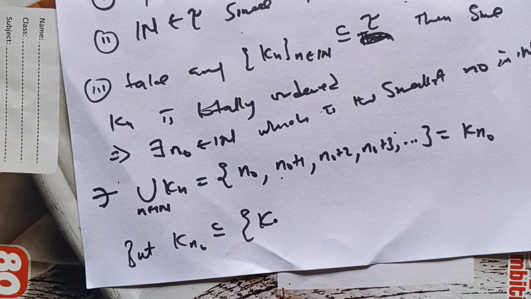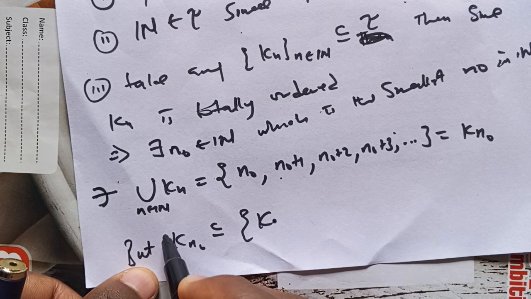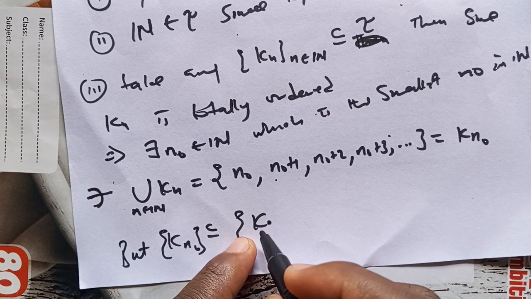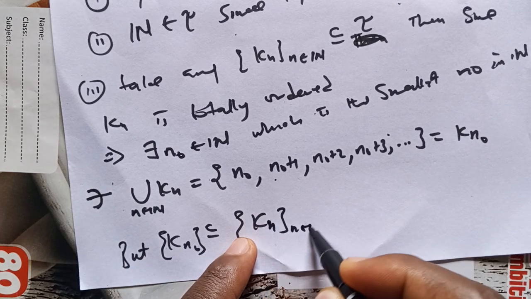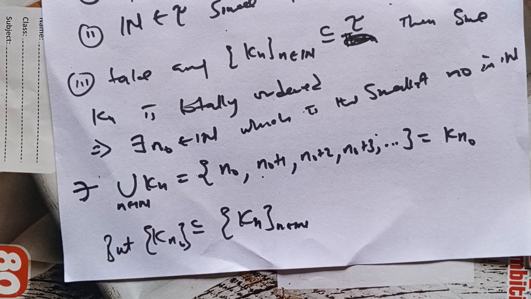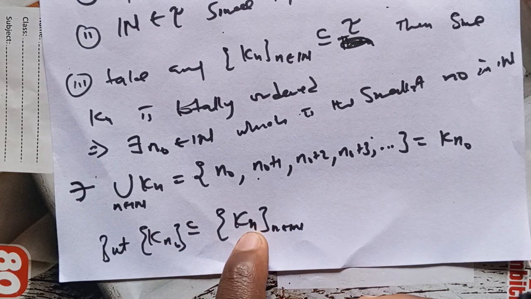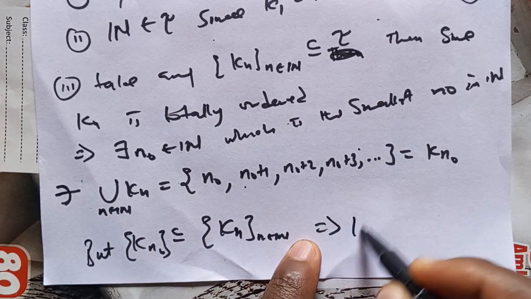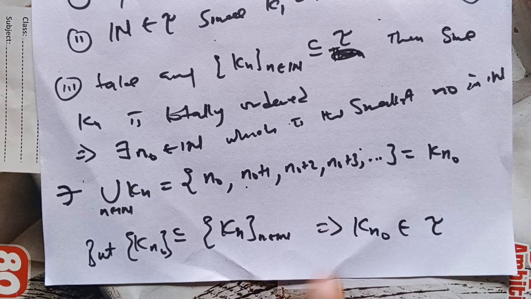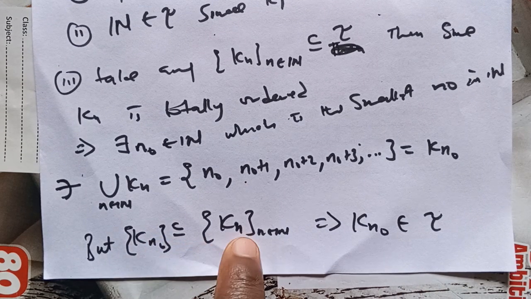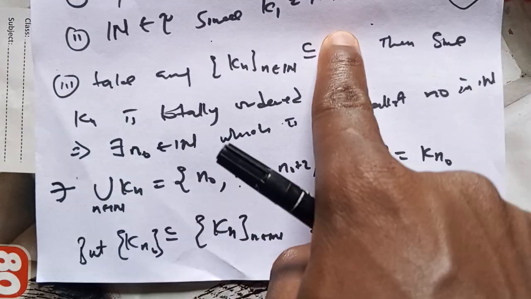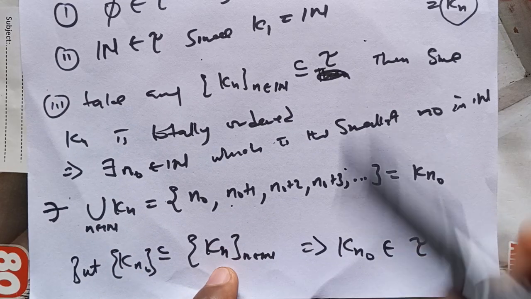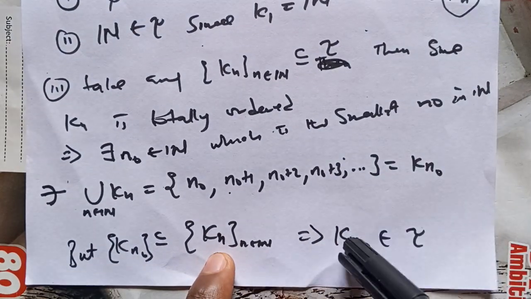No. But the singleton, but this is a subset of Kn, where n is in N. Okay, but this is a subset of this. So since this is a subset of this, it implies that Kn naught is in what? Is in tau. Remember, this is a subset of this, and this is a subset of this. So if this is a subset of this, and this from the question is a subset of tau, this implies that Kn naught is in what?